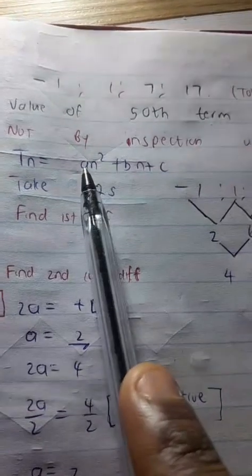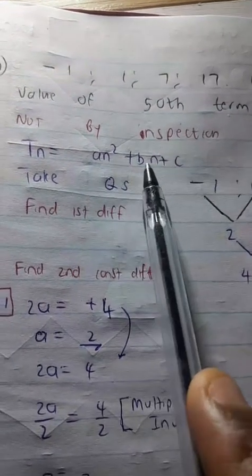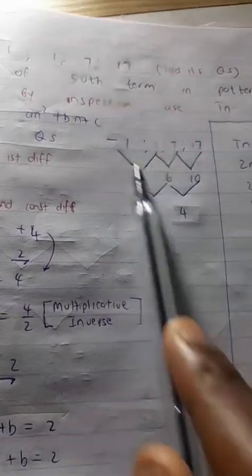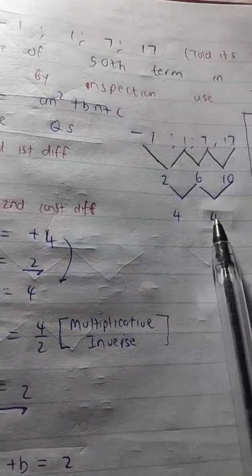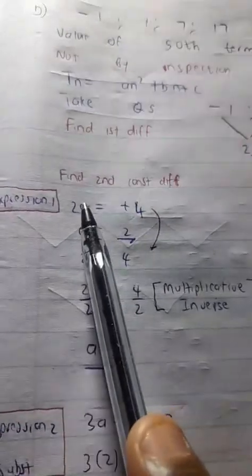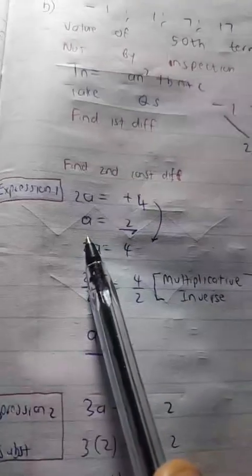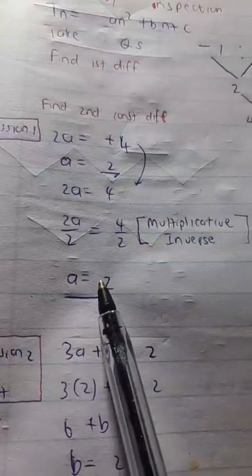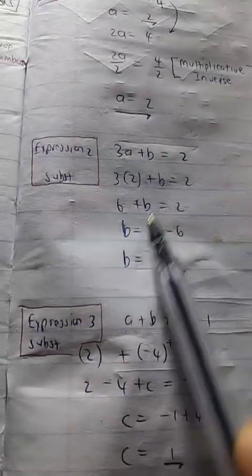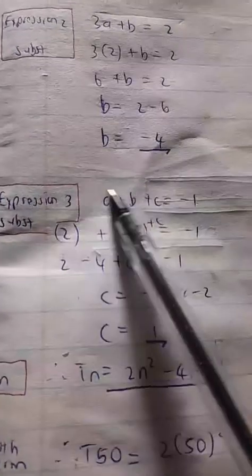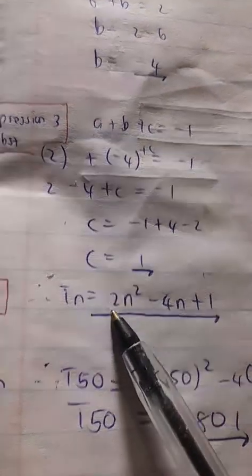Because we were told it's quadratic, we know the quadratic general term is an squared plus bn plus c. So we need to find the first difference and the second difference from the original quadratic sequence. So we get 2, 6, 10, and then the second constant difference of 4 and 4. We take 2a and equate it with 4. We find a is equal to 2. Then we take the expression 3a plus b and equate it to 2, which is the first term in the first difference. We get a value of b equal to negative 4. And then ultimately, guys, we get a plus b plus c equated to negative 1. We get a c value of 1.